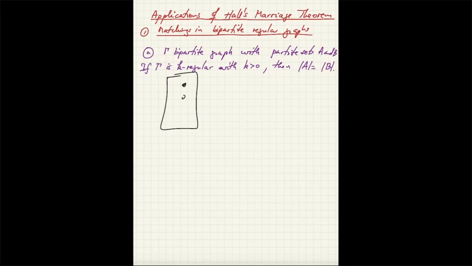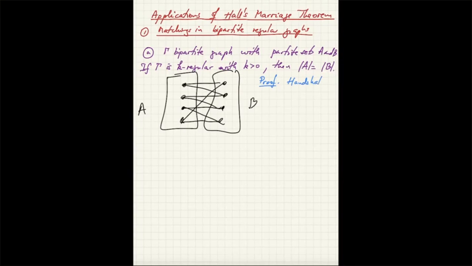So if you have here, let's say this is A and this is B, and say the degree is 2, in this case that's an easy one, you have a cycle. But in general, if every vertex has degree k, then the two sides must be equal. So how do we prove this fact? Well, we use the handshaking lemma for bipartite graphs.